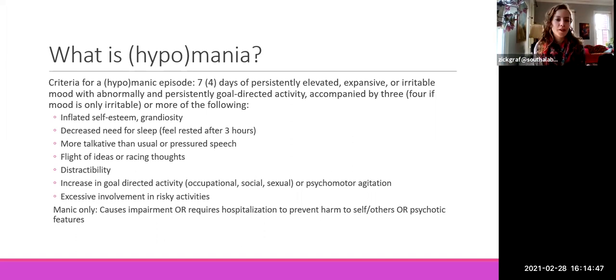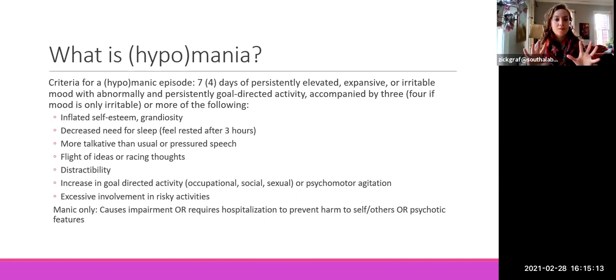And then the last criteria for mania is excessive involvement in risky activities. So this can look like doing daredevil things, driving too fast, driving drunk, having unsafe sex or having sex that you wouldn't have if you weren't in a manic episode. It can also look like risky spending. So going on shopping sprees. It can look like drinking too much or doing drugs that you wouldn't normally do outside of a manic episode.